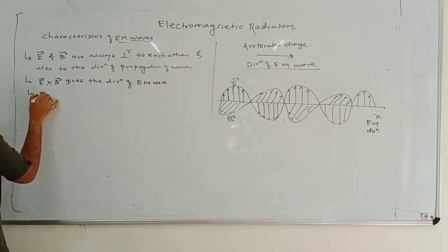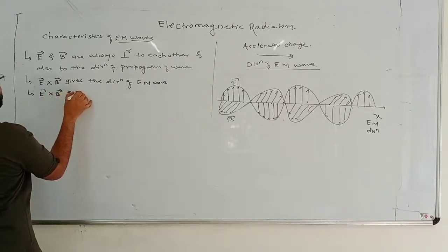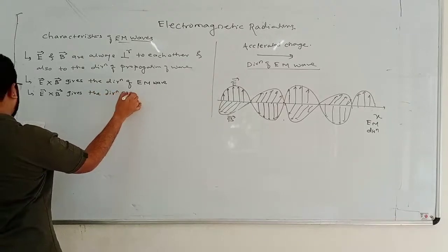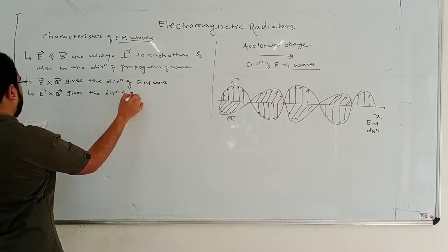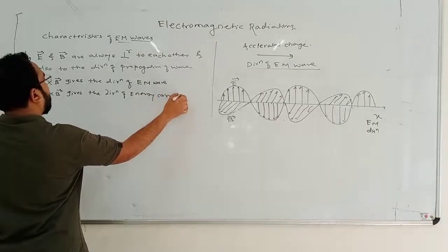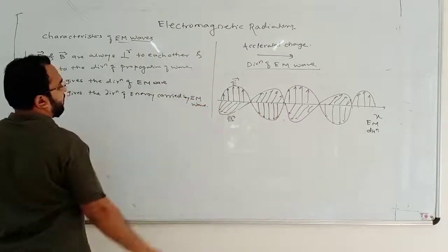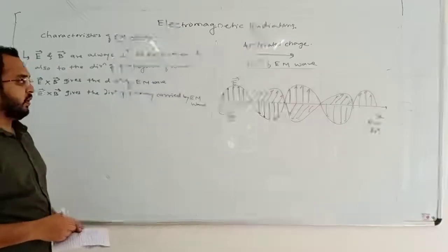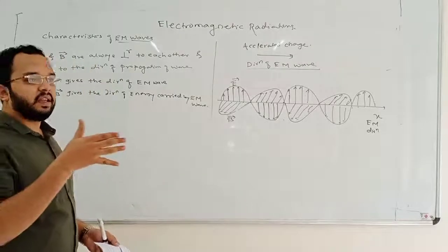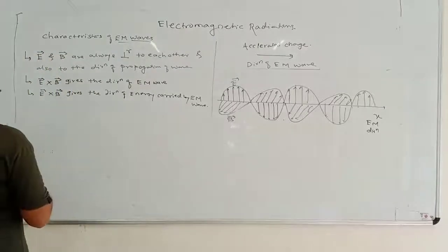Or again we can say E cross B gives the direction of energy carried by electromagnetic wave. Nothing but the same. The direction of energy carried, that means direction of propagation. In whichever direction the wave goes, it carries the energy in that same direction. Okay. Next point.